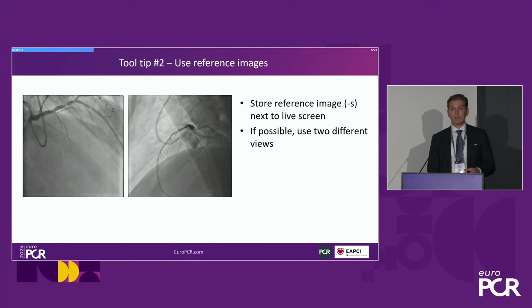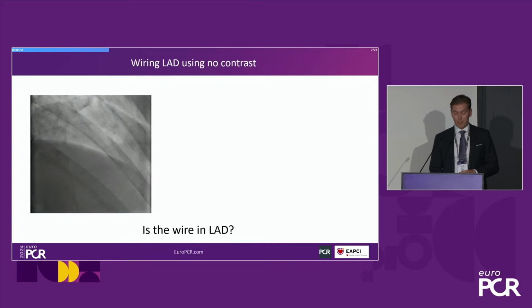The other thing is to use reference images. When you've done an angiogram, you obviously have a few different projections. Most of them are often in one of the working views you want to use, like this one, cranial and LAO 90. So we store these images on the screen, so we can look at them during the case. If possible, use two different views, and I'm going to show you why.